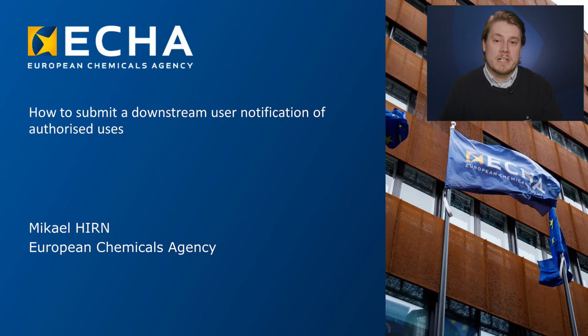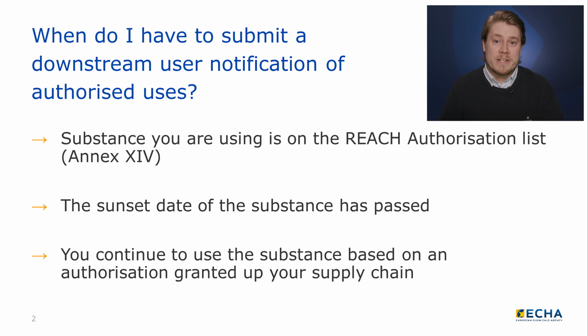In this video, I will show you how to create a downstream user notification of authorized uses, also known as an Article 66 notification. I will show you how to create the notification using IUCLID in ECHA Cloud Services and how to submit it using ReachIT.